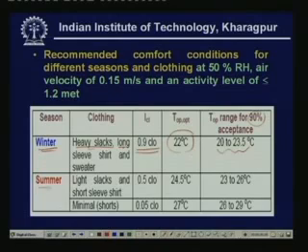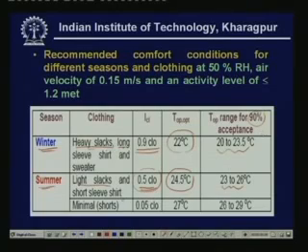Similarly, in summer, if a person is wearing light slacks and a short sleeve shirt, which has a clothing resistance of 0.5 clo, then the optimum temperature required is about 24.5 degrees centigrade. But this can vary from 23 to 26 degrees centigrade with 90% acceptance.